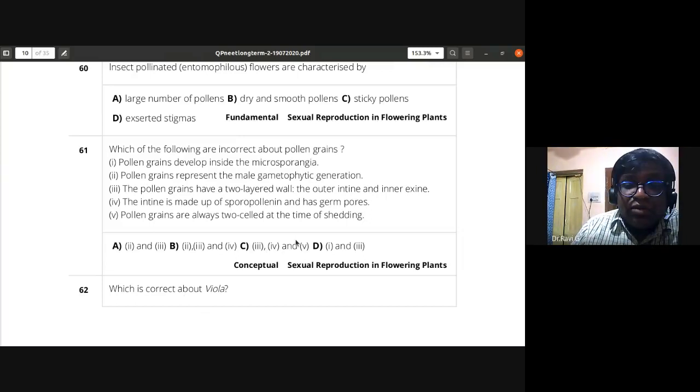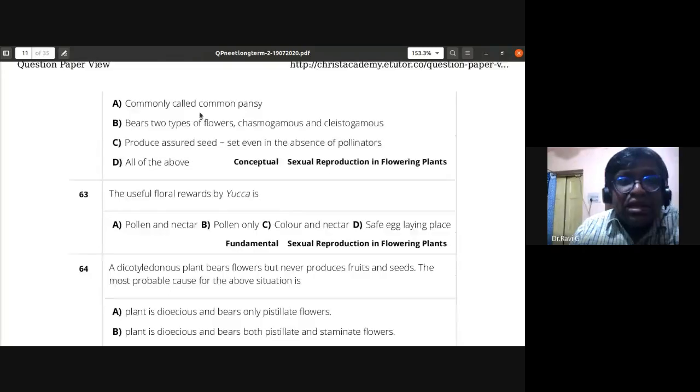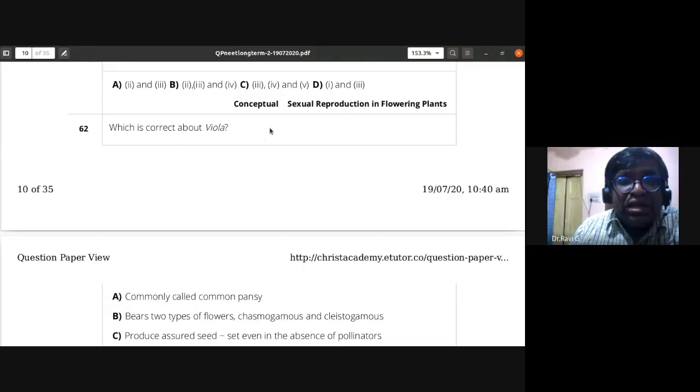What is correct about viola? Viola is an ornamental plant. We call it the pansy plant, commonly called common pansy. So that is what is correct about viola. This is correct. A is correct.